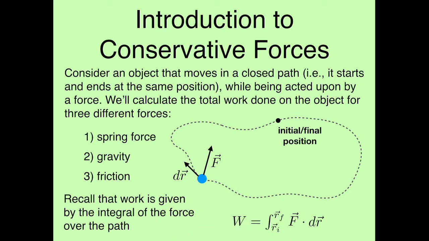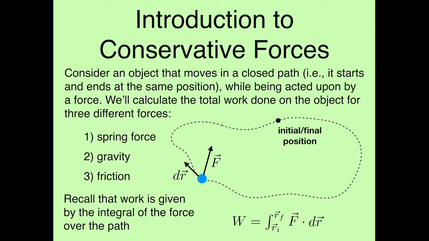Okay, so what we're interested in is the total work done by that force, for the entire closed path. And remember how this is going to work. W, that's the work done by our force, is given by the integral over that path. So F dot dr, if we integrate that and we put the limits as r initial to r final, just meaning initial and final position, if we do that integral, we'll get the work.